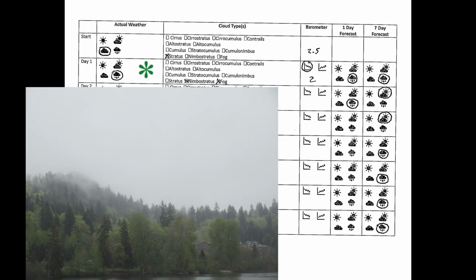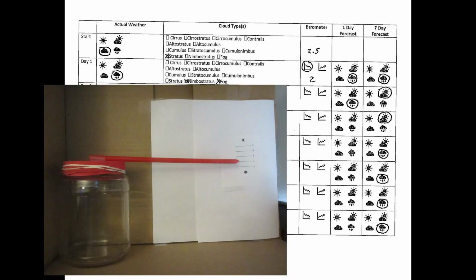I noted that it was raining, and I noted the types of clouds. In this case, fog and nimbostratus. I then checked my barometer. In this case, it's reading 2. That means I have a falling barometer. That's my prediction, too. It means that it's going to continue to rain.